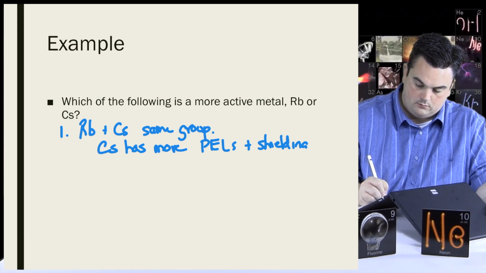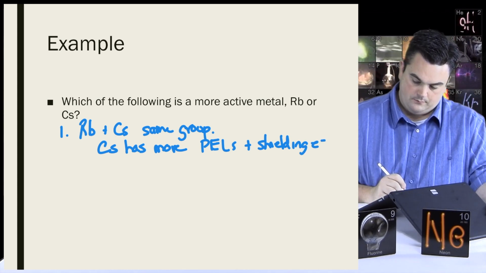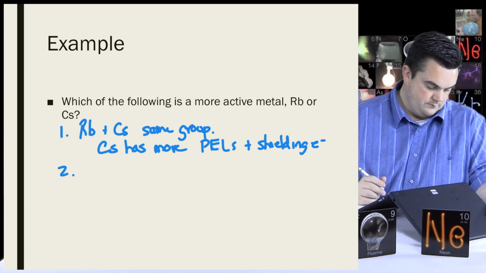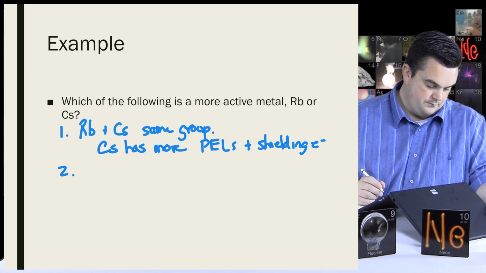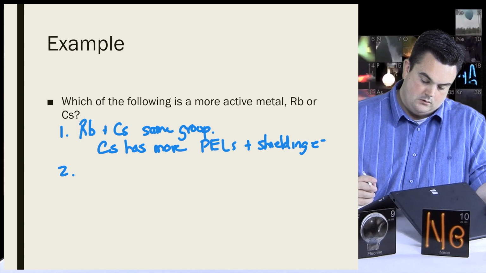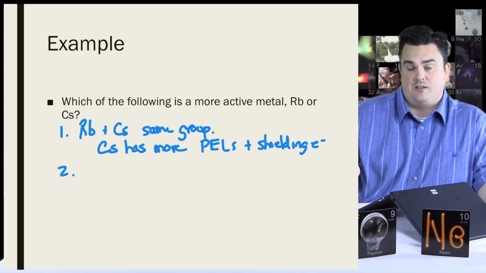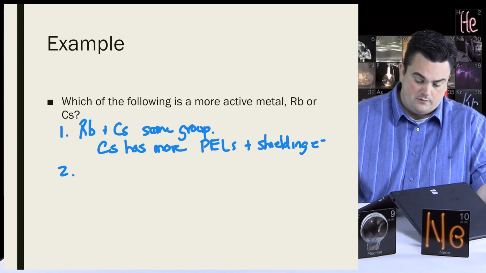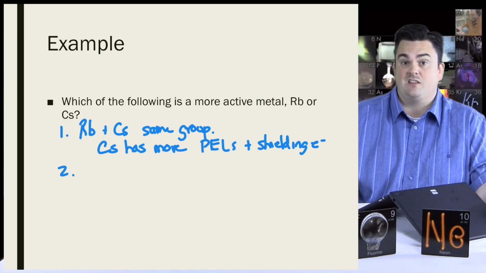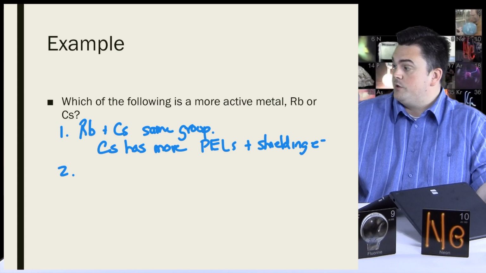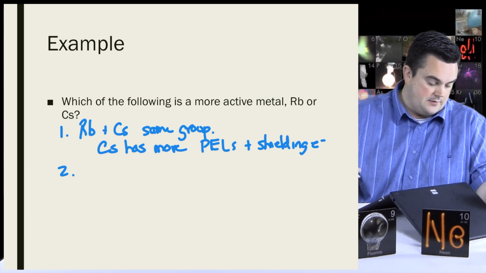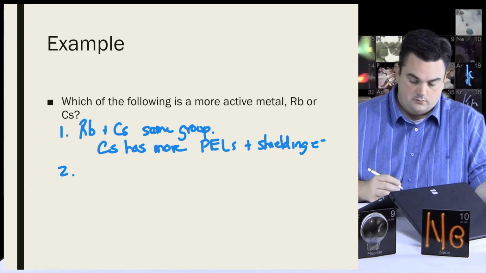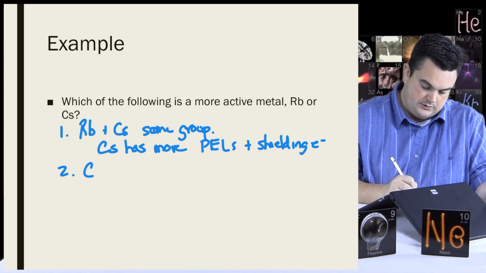All right, so now we've talked about the atomic structure part of things. We're going to go to number 2. We want to talk about attraction. So again, you said that Cs has more PELs and shielding. What would that do to its attractions between the nucleus and electrons? Since Cs has more PELs than Rb, it means that those outermost valence electrons are further from the nucleus. Good. It also has more shielding electrons, which means that the attraction overall would be weaker from the nucleus to those outer electrons. Very good, let's note that for number 2.